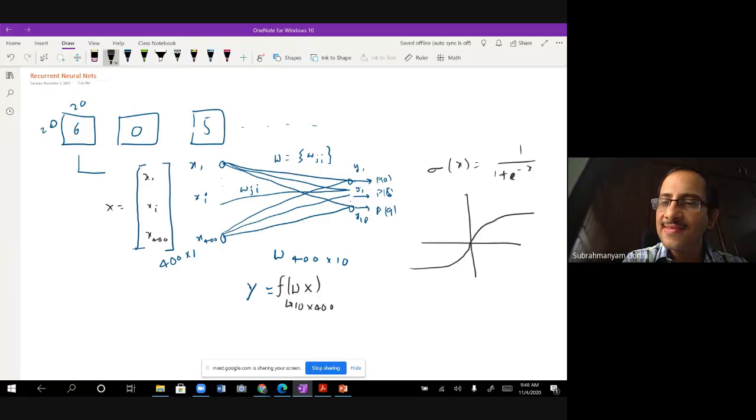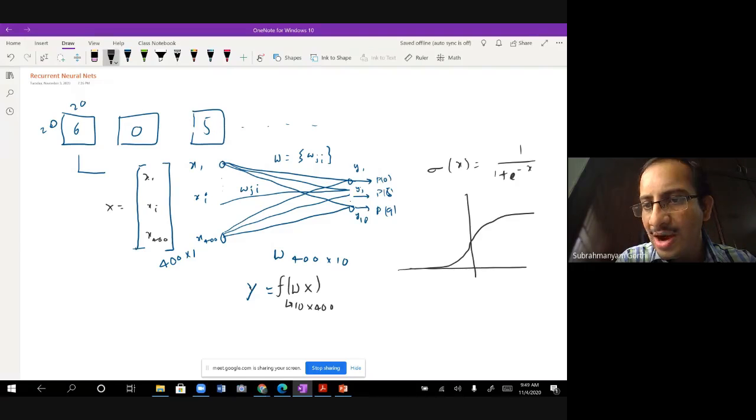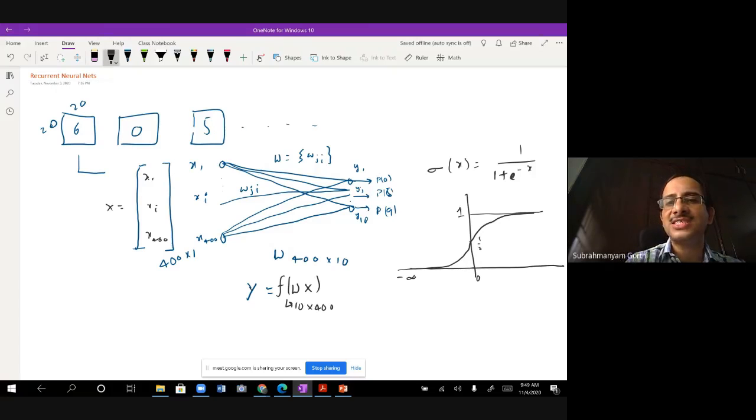Sorry, I have written minus 1 to 1, right? So let us sketch this here. What is the range of this activation function, 1 by 1 plus e power minus x? At minus infinity it is 0, and it is half at 0, and then at infinity it is 1. This is the activation function, one example of an activation function. F is equal to sigma here.